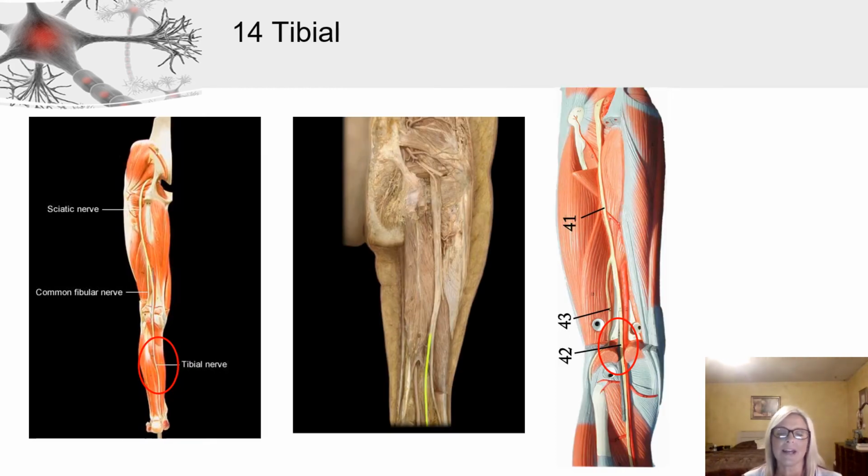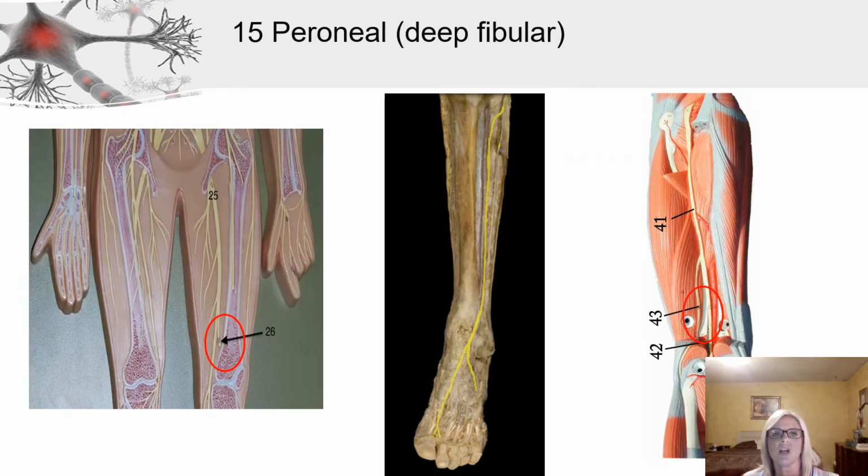Then we have the sciatic nerve here, and it is going to move on down and branch down, and it's going to eventually down here become the tibial nerve. Then it's going to divide into two nerves at the foot. All right, and so the tibial nerve is going to go alongside the tibia. The peroneal is a terminal branch off the common fibular nerve.